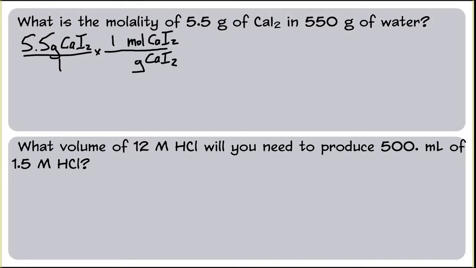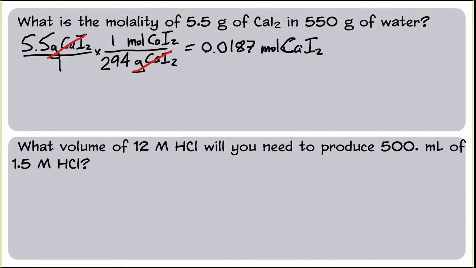And for every 1 mole, let's see, the molar mass is 294. And let's just go ahead and cancel the units. And the number of moles of solute ends up being 0.0187 moles of calcium iodide.